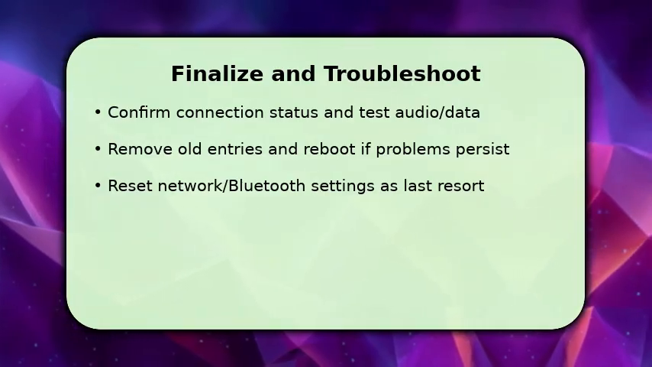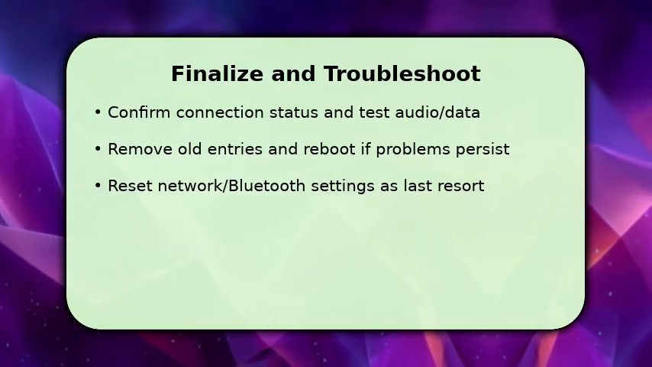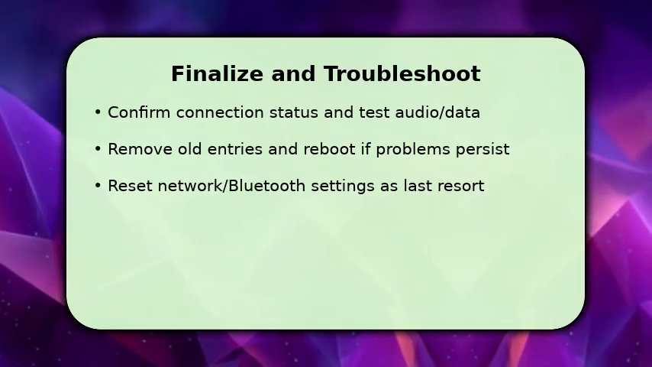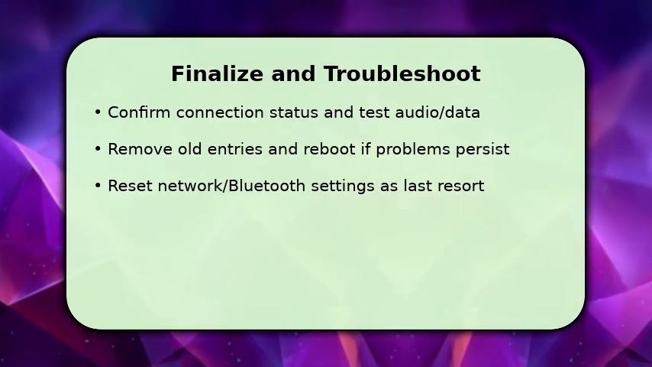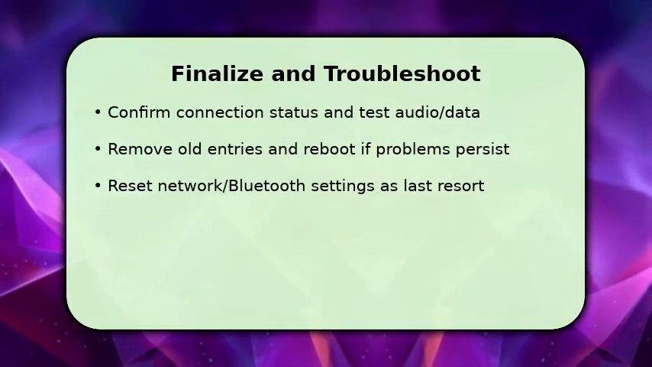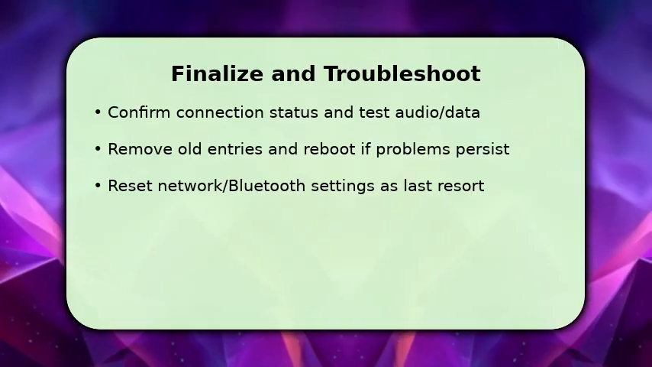As a last resort, reset the Bluetooth or network settings on your phone or factory reset the accessory. This clears paired lists and resolves software mismatches. If problems continue, ensure firmware is updated. Many pairing bugs are fixed in updates.